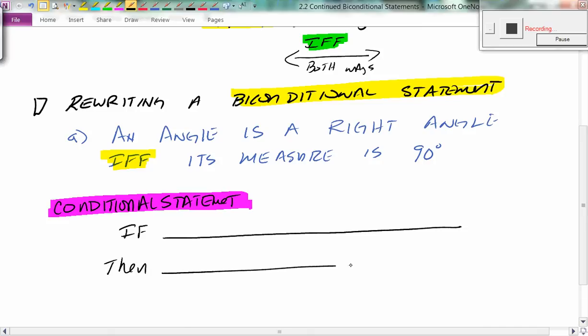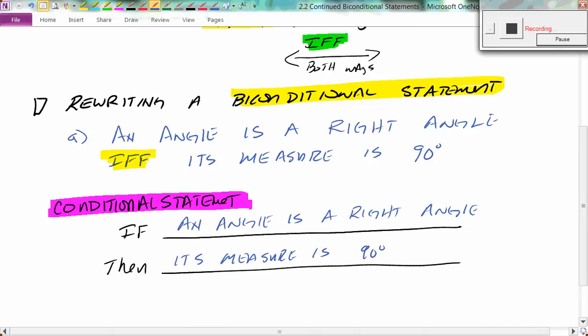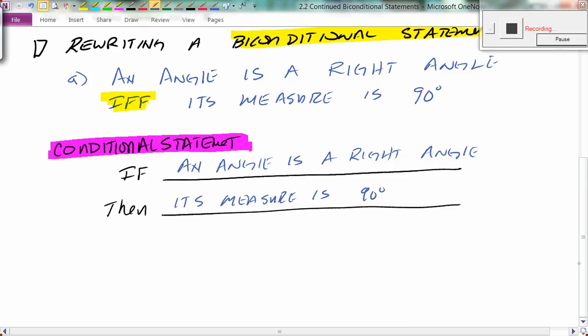Okay, so I'll pause that for a second. So, if an angle is a right angle, then its measure is 90 degrees. Is that the correct way to take a biconditional statement and rewrite it as conditional? Yeah, that is right. Okay, good. Now that we have this part, a different way wouldn't be pertaining to this particular example. So the conditional part has to be the first part of the sentence.